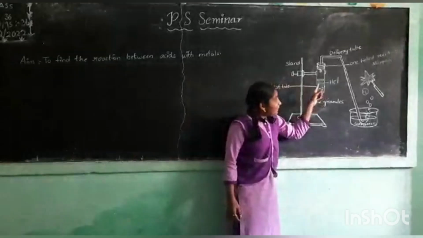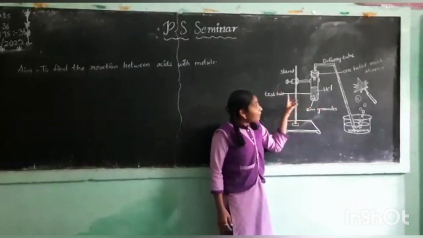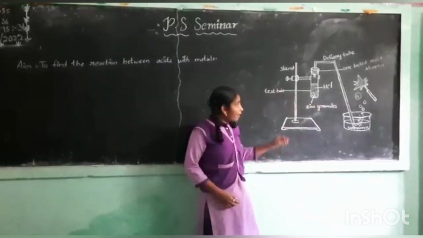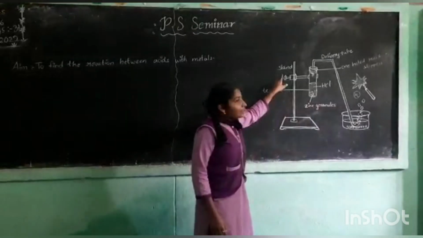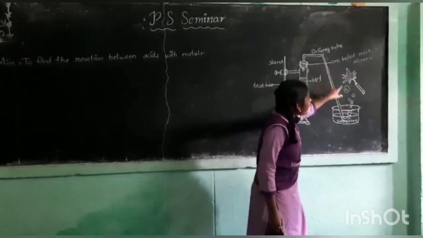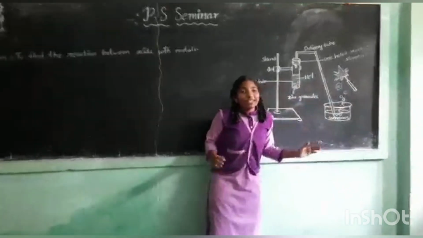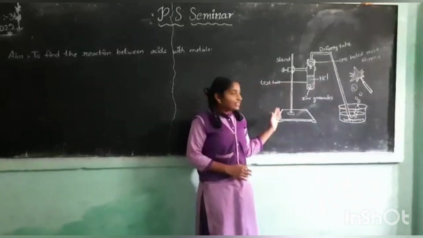In this diagram, this is an acid, right? This is a metal. The materials required for this experiment are the test tube, the stand, the delivery tube, one hole rubber cork, and the candle, the soap water, etc. Now, let us understand the procedure through this diagram.